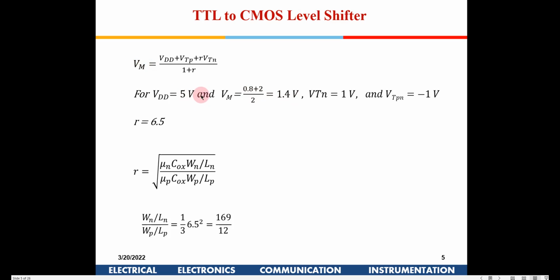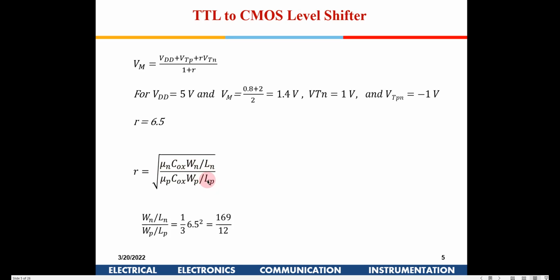VDD is 5 volt. And for a particular technology, if it says VTN and VTP magnitudes are 1 volt, then I can put these values as 1, 1 and compute the value of R to be 6.5, right? So this is the R value. Now we also know that R is root Kn by Kp. Kn is nothing but mu n Cox W. So this we learnt in our VLSI classes, right? If you have doubts, you could refer to my VLSI lectures.